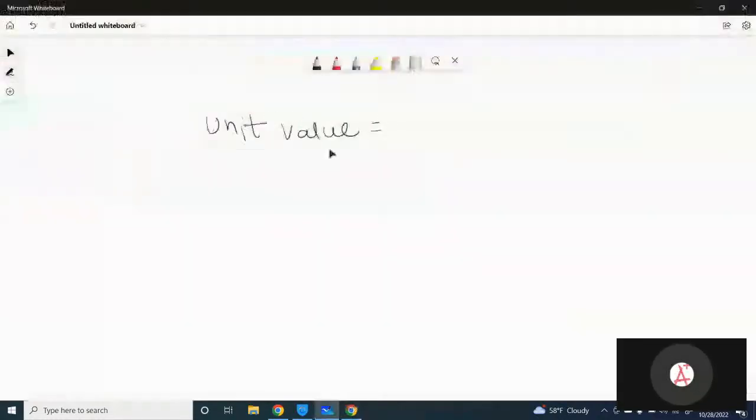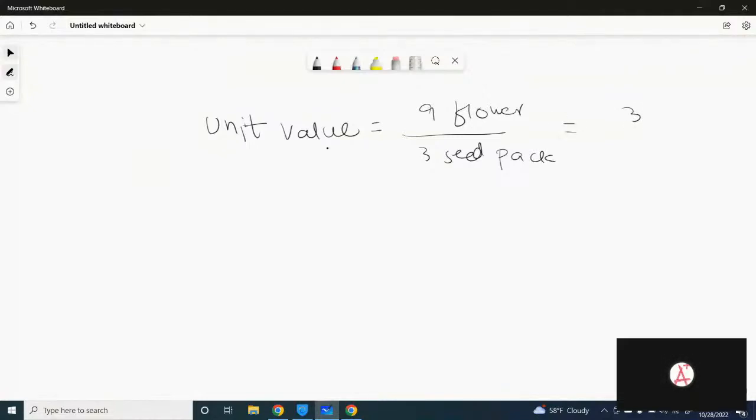9 flowers divided by 3 seed packs. Okay, that means 3 times 3 is 9. That means from one seed pack, you can make 3 flowers. Got it?